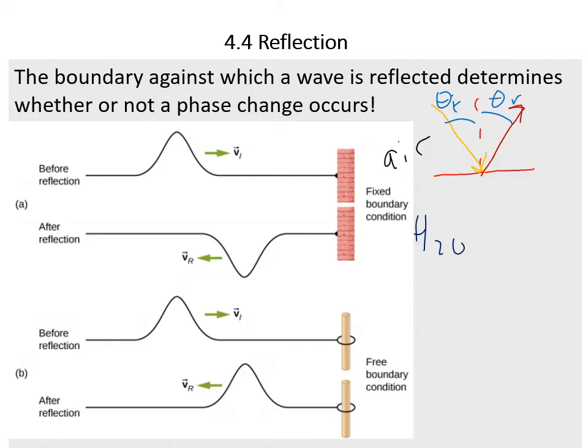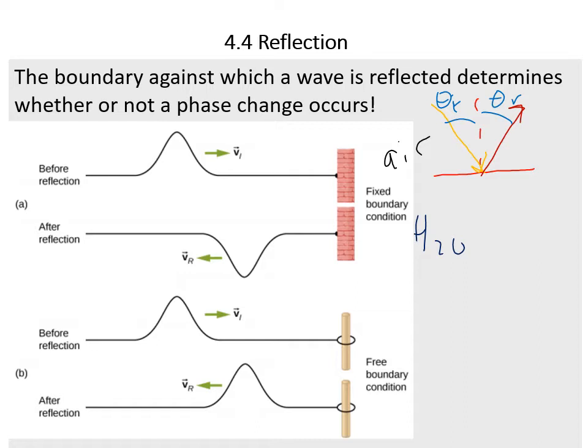Now we can have a free boundary condition, and in the free boundary condition you have a wave pulse, for example, traveling along a string, and let's say the string isn't glued down or tacked down to any wall. It's just connected to a rod by a ring, and so if I send a pulse down, it reflects off of this free boundary without undergoing a phase shift.